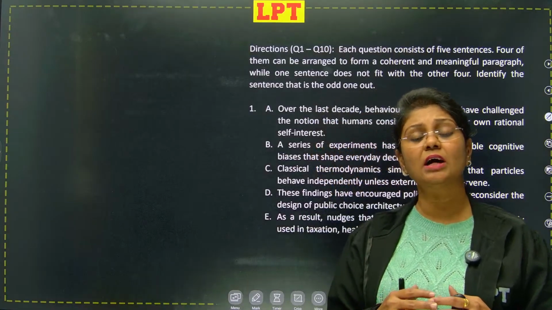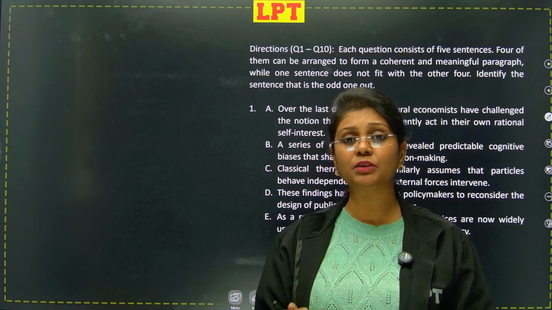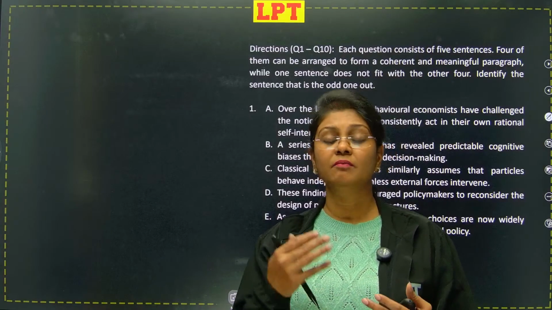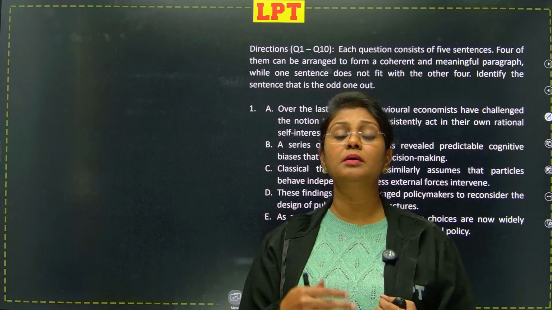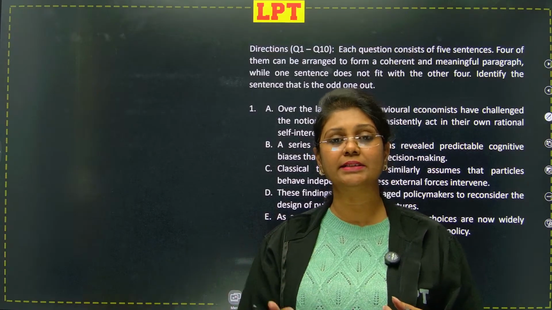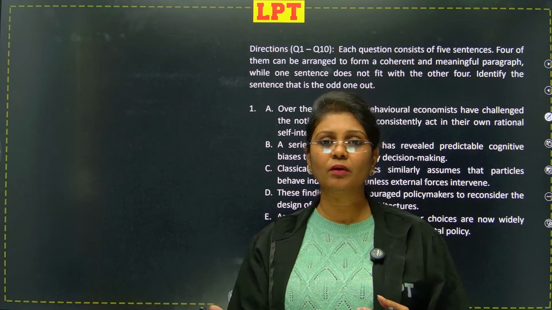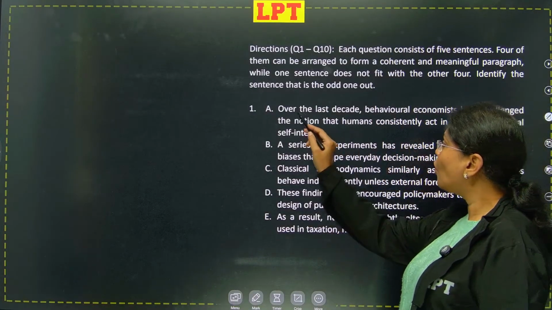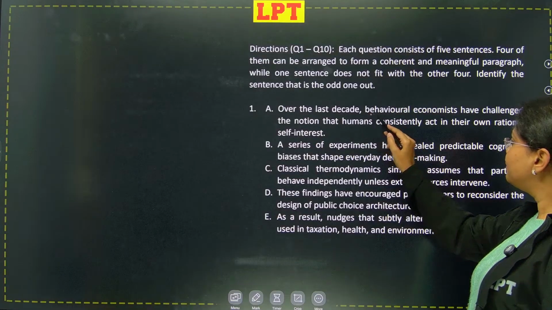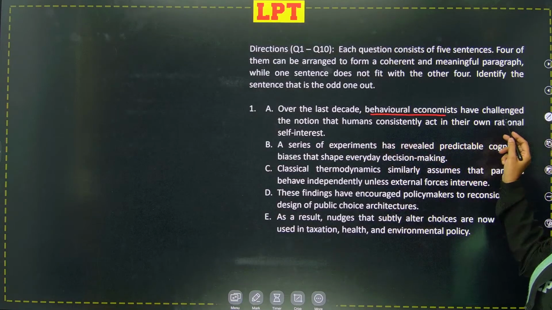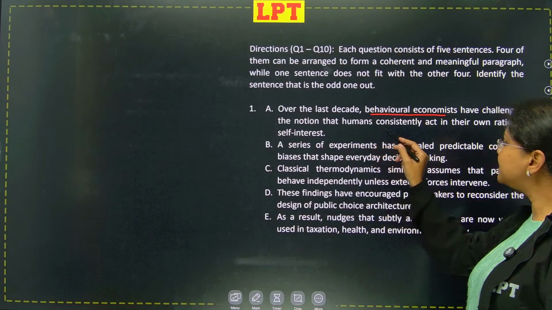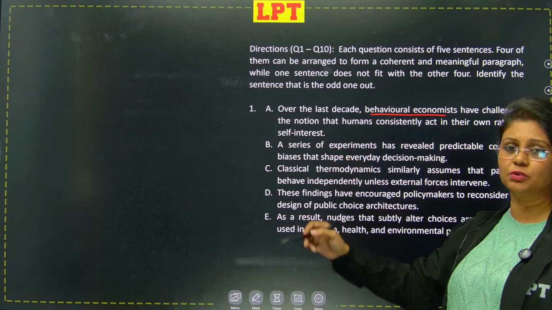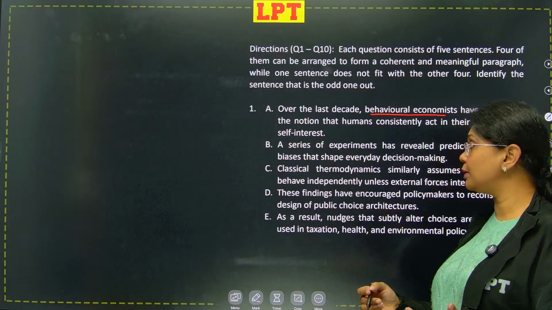I always tell students that it's better to form a sequence to have accuracy in the question, but whichever way you are doing it, whether by forming a sequence or by simply reading the sentences together, it's completely okay. So let's try to understand this question. It says, over the last decade, behavioral economists have challenged the notion that humans consistently act in their own rational self-interest. So we have a sentence that gives you some information.